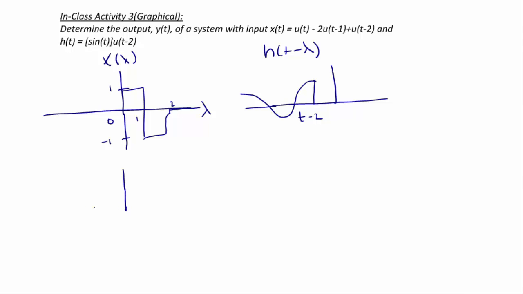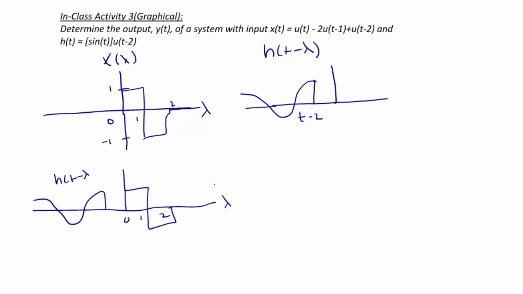The first region, as usual, is going to be when there is no overlap. So here's x of lambda, and here is h of t minus lambda. In this region, we have t minus 2 is less than 0. When t minus 2 is less than 0, that's the same as t is less than 2, and y of t equals 0.